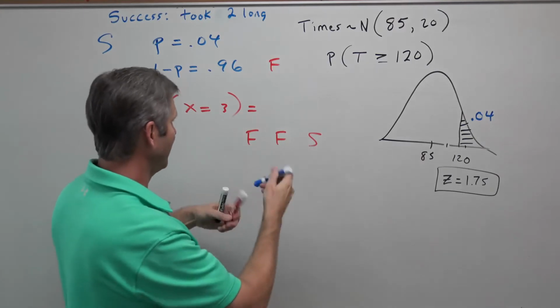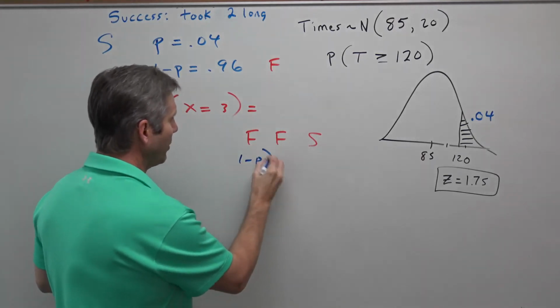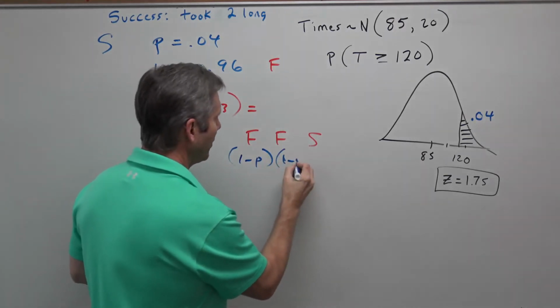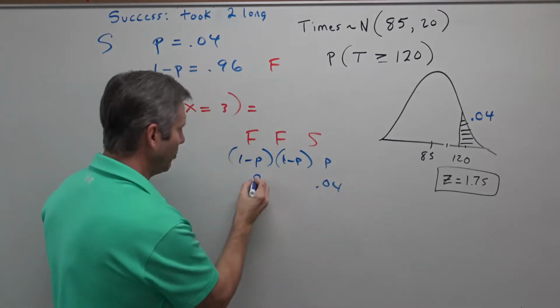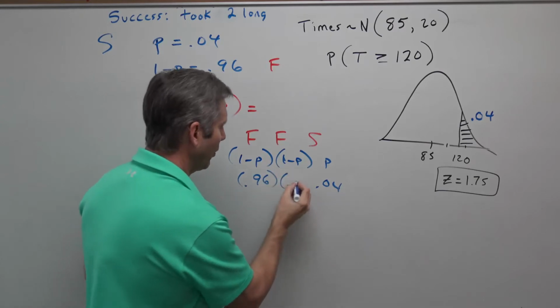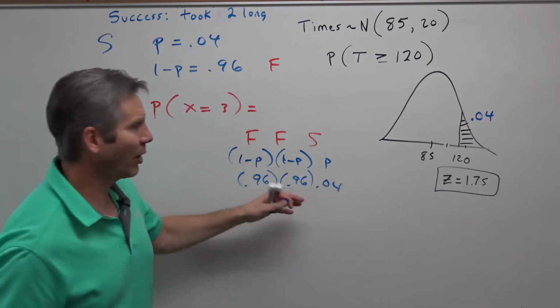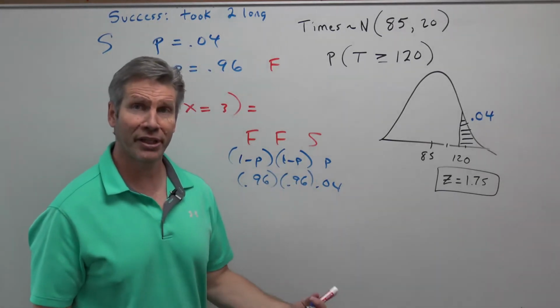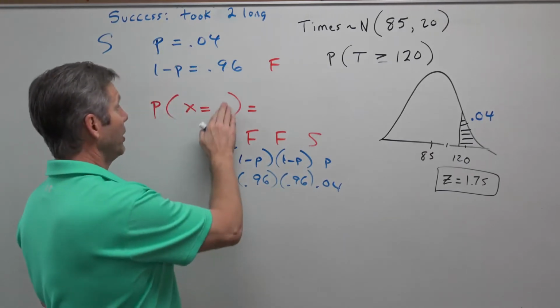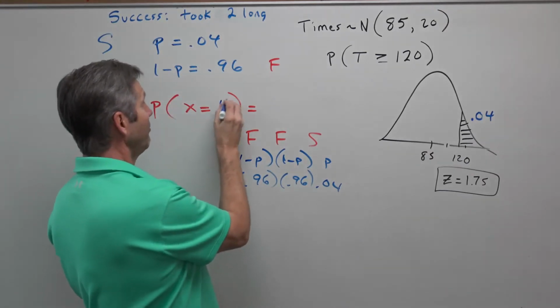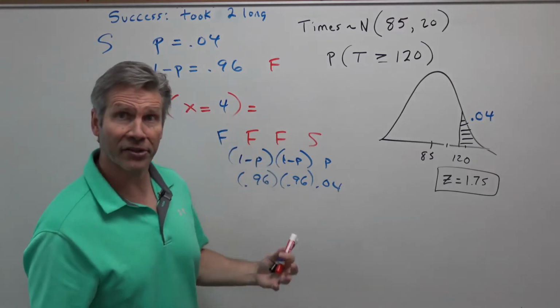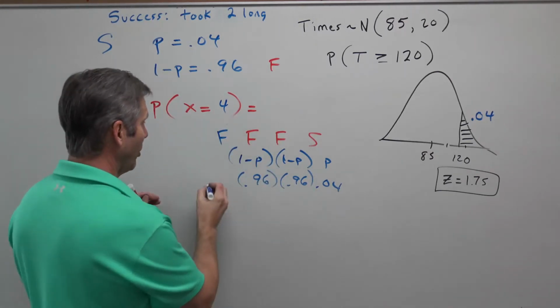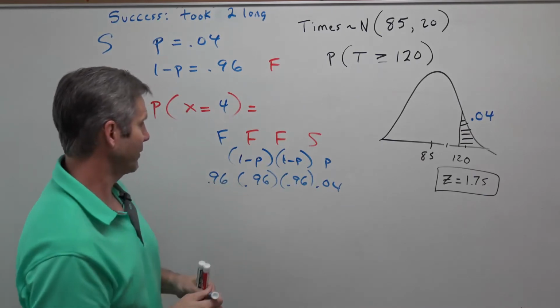So in this case, it would be 1 minus P times 1 minus P times P. P is 0.04. 1 minus P is 0.96. So we just multiply all this together. That's the probability you get your first success on the third trial. What's the probability you get your first success on the fourth trial? Well, then that would have to be a failure and a failure and a failure and then a success on the fourth trial. So we would just add one more 0.96 right here.